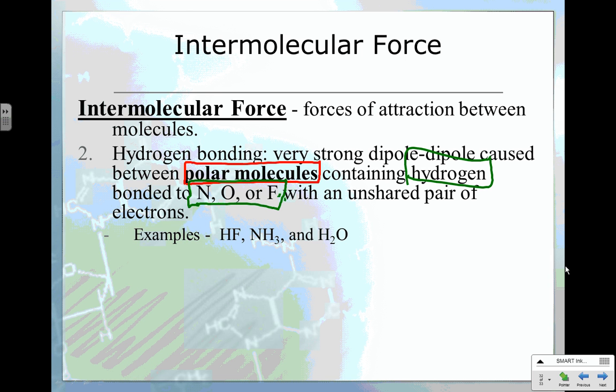So examples would be HF, NH3, and H2O. All of these have a hydrogen stuck to a very electronegative N, O, or F. So there's a memory aid you can use to remember this. When you have polar molecules, the type of intermolecular force will be dipole-dipole unless it's strong enough to be hydrogen bonding. H-bonding sounds like enough. So when you have H to an N, O, or F, you get hydrogen bonding. And this is a super strong dipole-dipole.